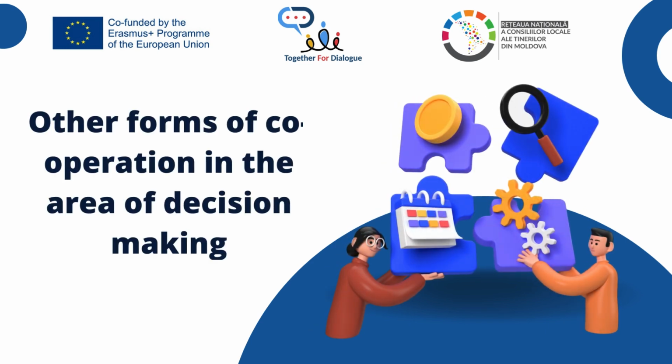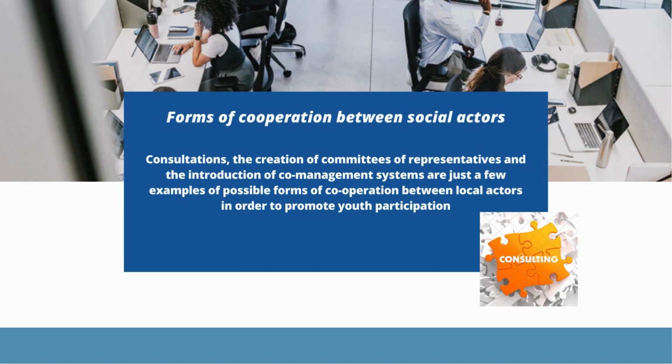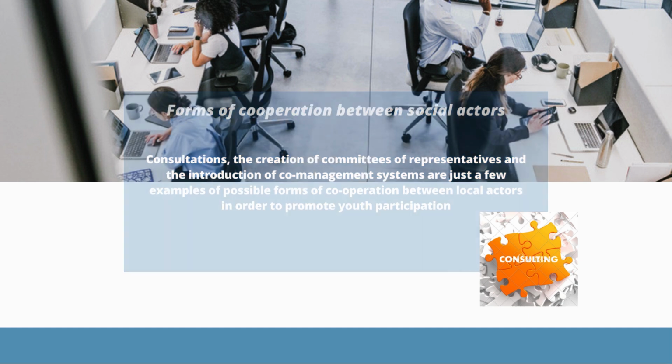In this video, we will talk about cooperation in the area of decision-making. Consultation models of representatives and the introduction of co-management systems are just a few examples of possible forms of cooperation between local actors in order to promote youth participation. Other forms of partnership building exist, however, and communities should be able to find at least one that would be relevant for them. Examples of such forms of cooperation are given below.